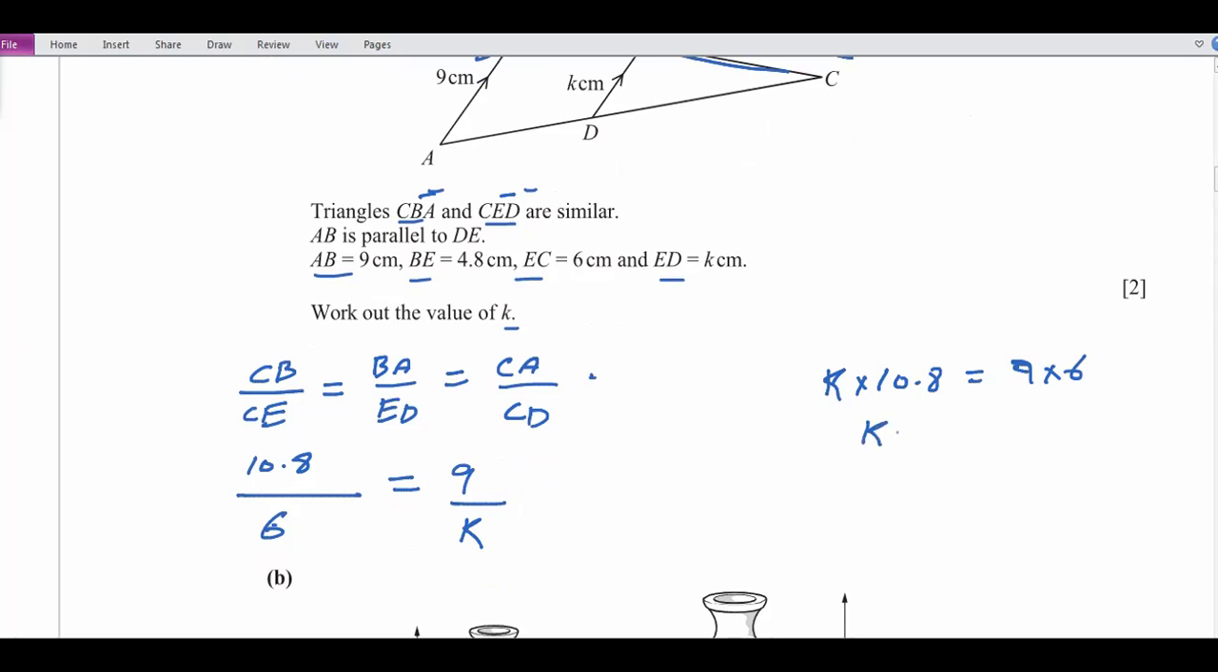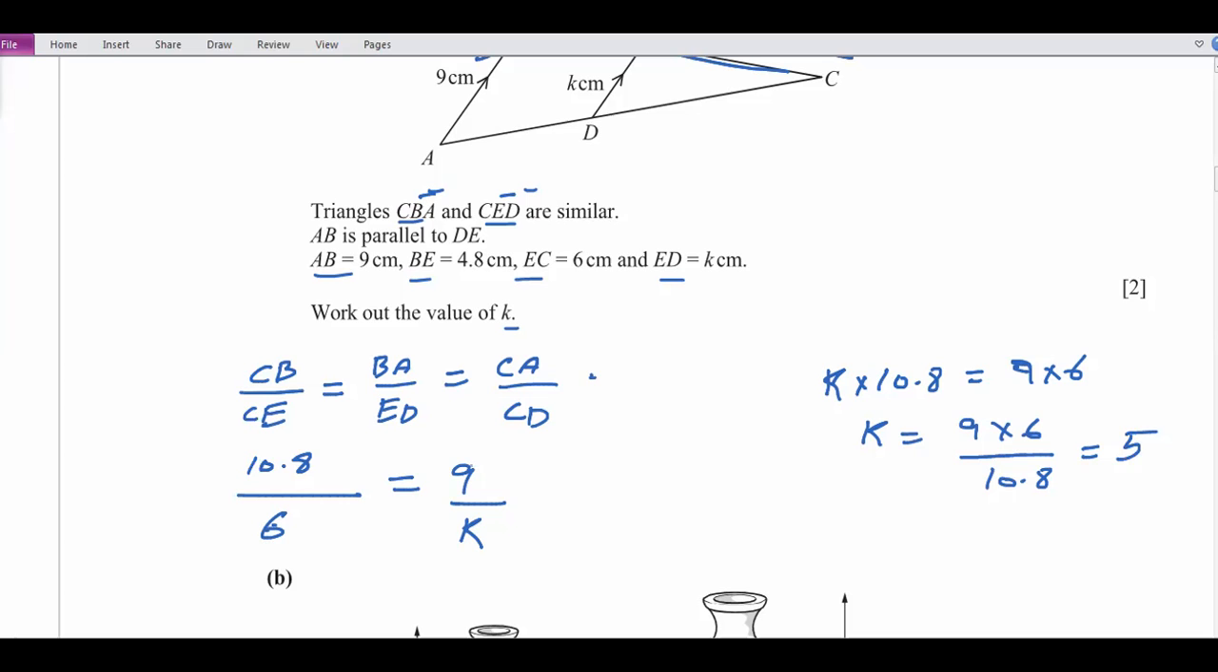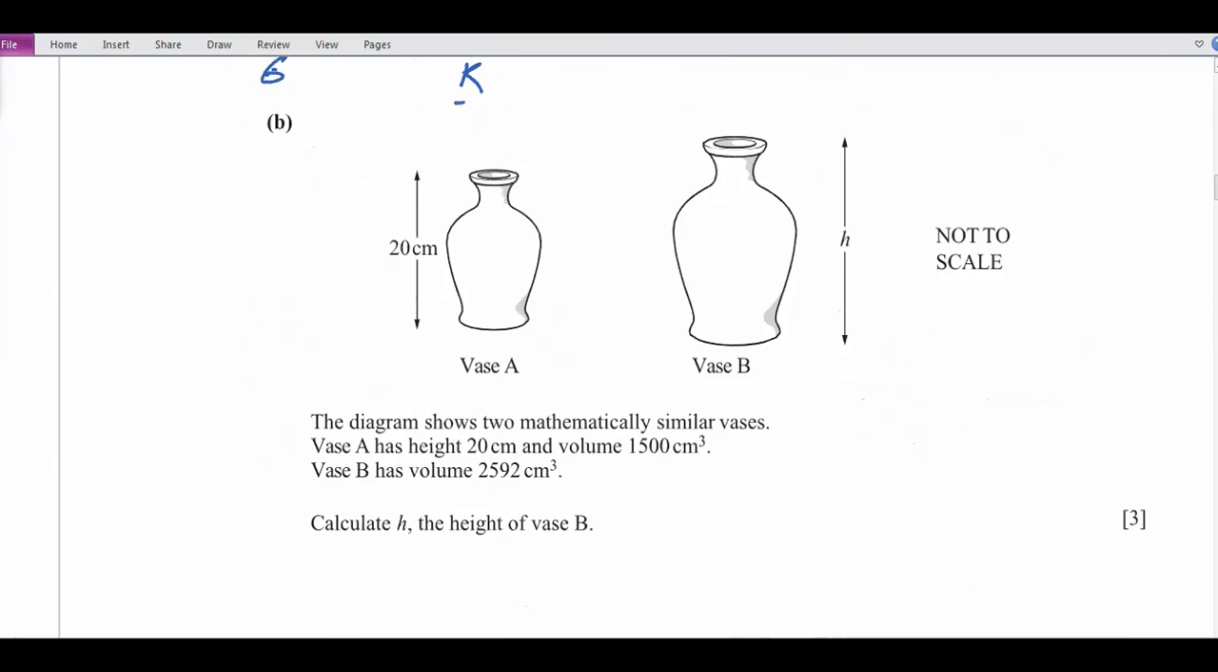So from here, what will be K? K will be 9 into 6 over 10.8. Just calculate this one. It will be 9 into 6 divided by 10.8. So it's 5. K equal to 5. That is our required value.